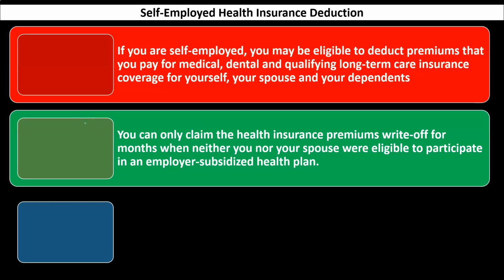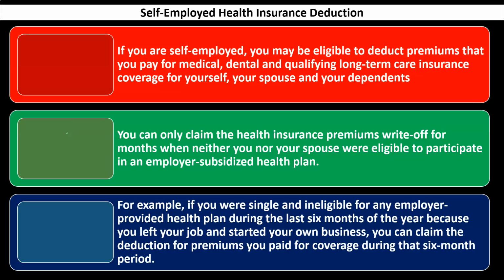Okay, so you can only claim the health insurance premiums write-off for months when neither you nor your spouse were eligible to participate in an employer-sponsored health plan. So if you have the ability to participate in some other plan, then the IRS is basically saying we would want you to have that as the default, and go into that other plan. If you do not have eligibility to the other plan, that's when this would take place.